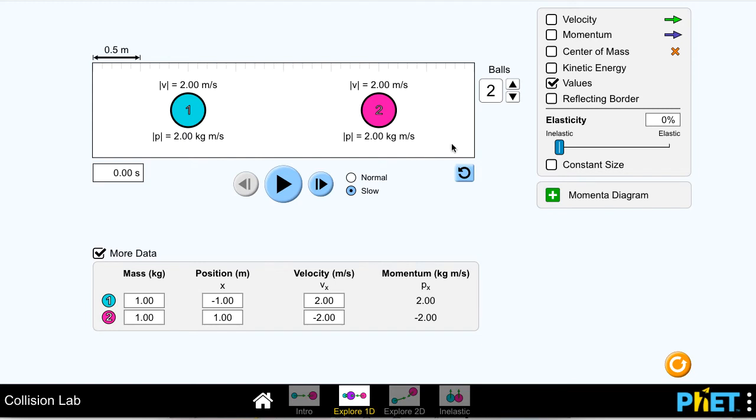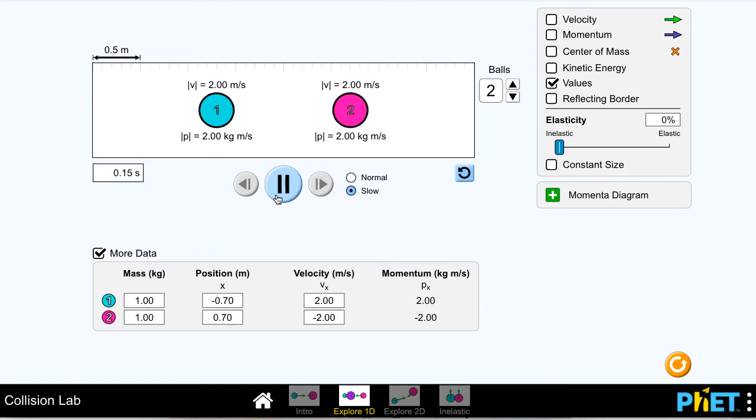In this case, I've changed it so the elasticity is registering here at 0%. It's a completely inelastic collision. That means that when they collide, they're going to stick together. Let's watch what happens.